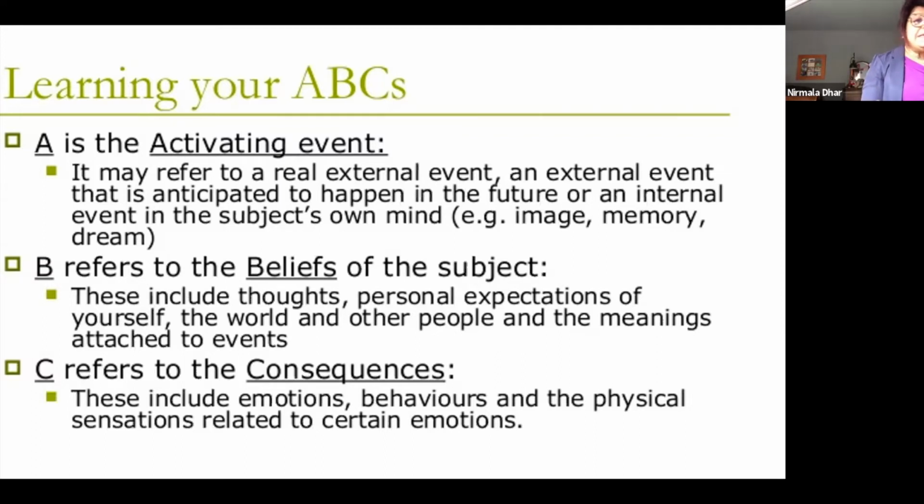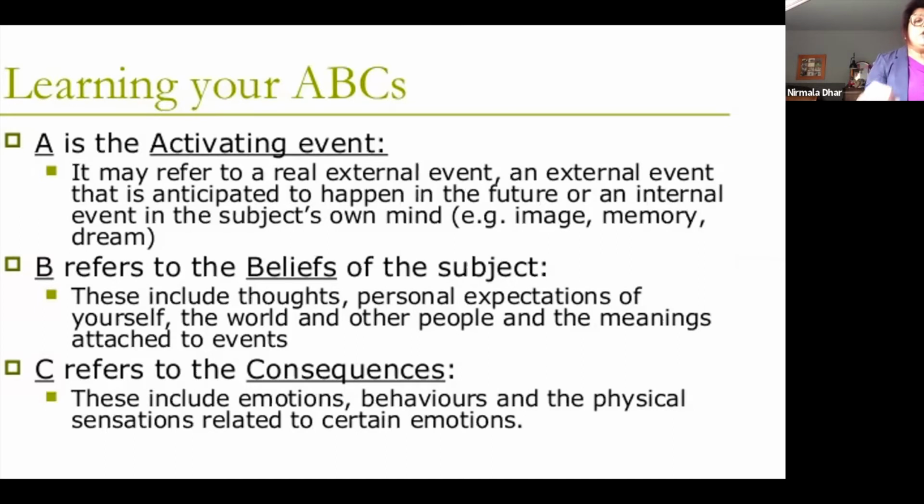The B refers to your belief about that subject. What does it comprise of? They include thoughts, your personal expectations of yourself, the world and other people, and the meanings attached to these events. So it's a whole bunch of things that go into beliefs. And we're going to talk about a lot around beliefs. And then lastly, the C is consequences.